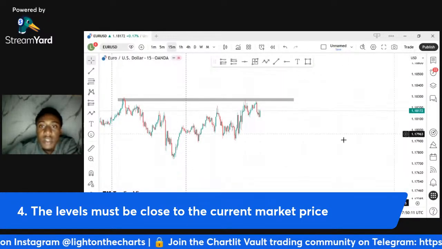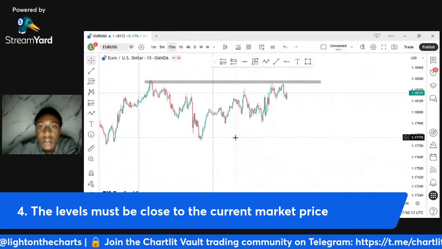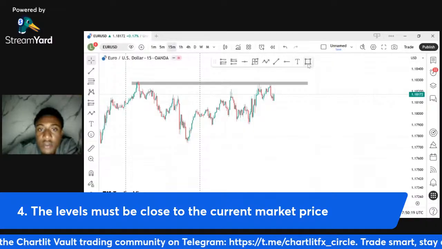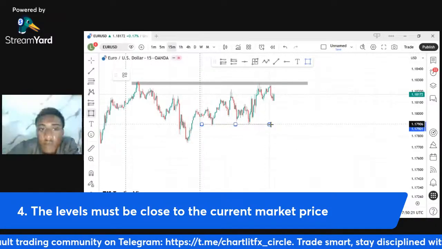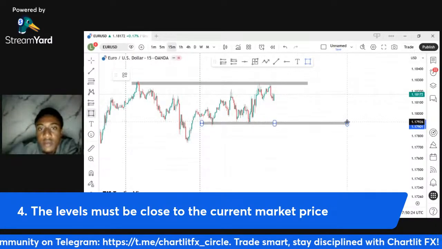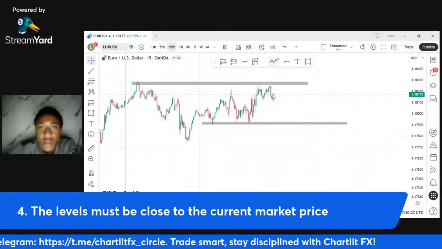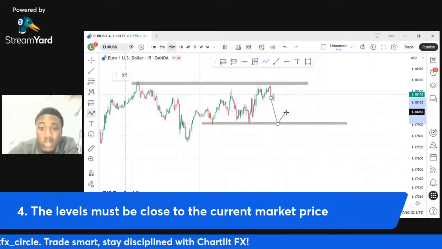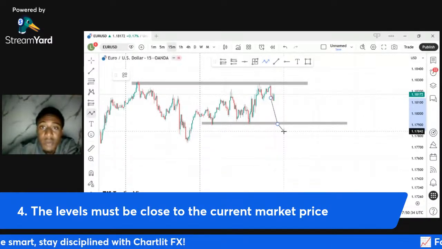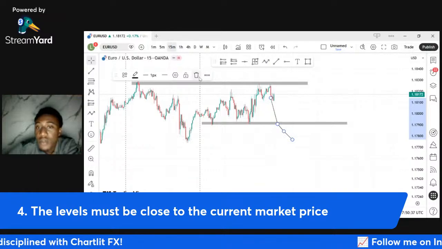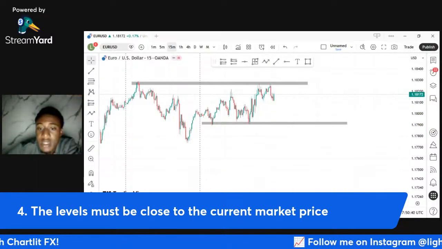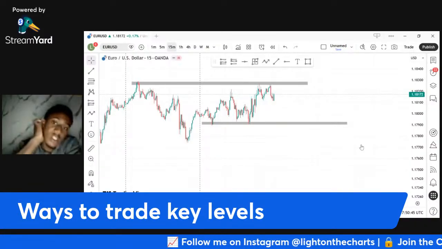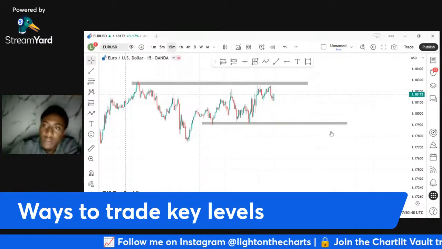And on the support side of things, now let's look for a key support level. Rejection, rejection, rejection. So this is a key support right here. Whenever price comes back to this level, it's likely to make noise. Either it rejects and pushes back up, or it breaks it and then drops completely. That is how price moves day in, day out. And then that takes us to the next point: ways to trade key levels.